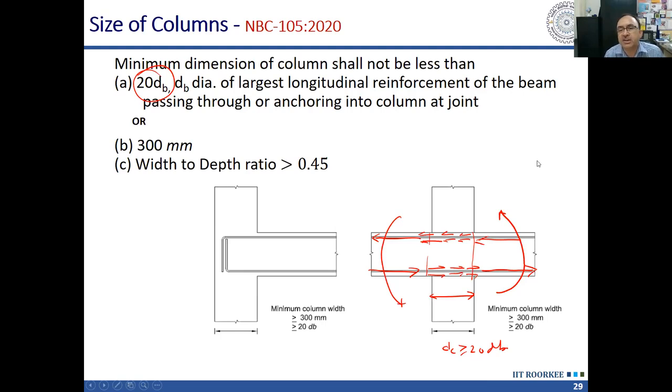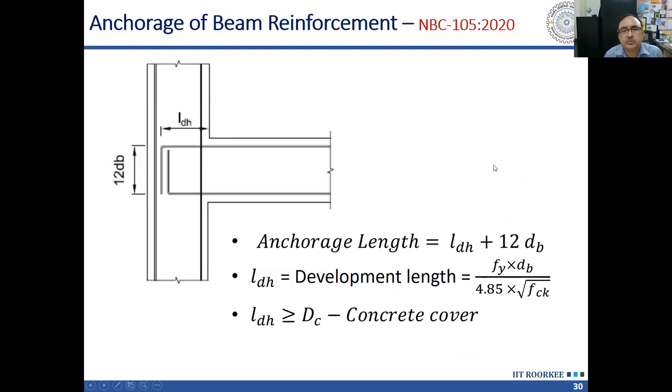Otherwise people were giving very thin columns, with one dimension very low and the other dimension very large, what we commonly call in our industry blade columns. So that type of columns are also not permitted. The width to depth ratio should be greater than 0.45. So we cannot have a column in which one dimension is very large as compared to the other. The ratio of the two dimensions should be of the order of 2. Okay, 0.45, so 1 upon 0.45 is close to 2.